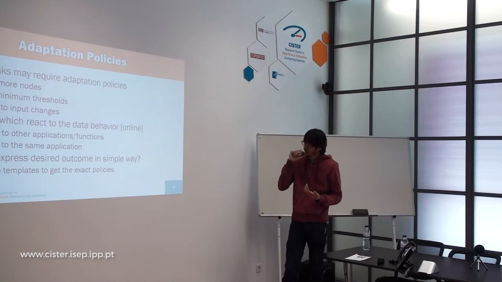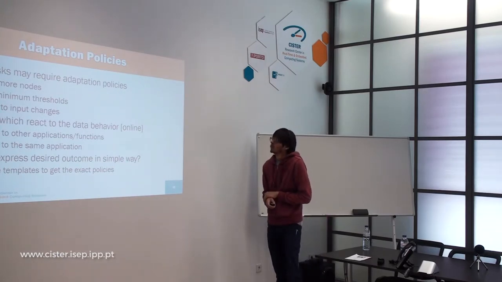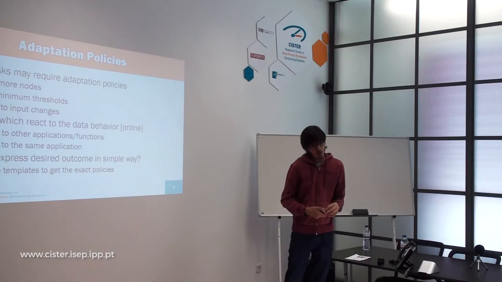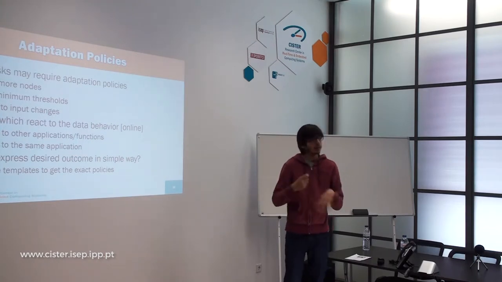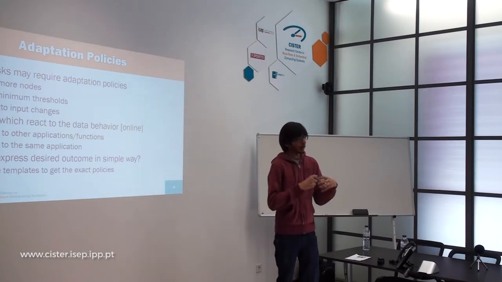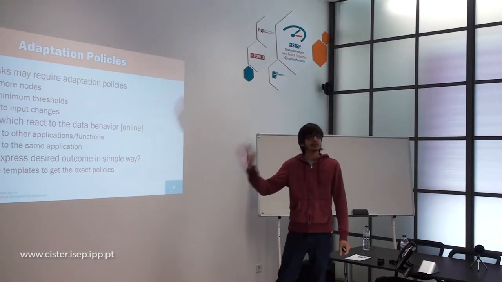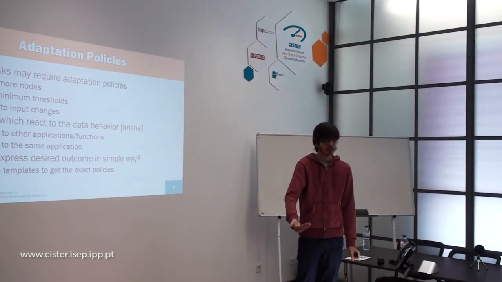So what was the other one? Why is expressing the desired outcome a simple way in adaptation? That's a question. I should say programmer here, first of all, not user. Can the programmer express that, get me the latest data, instead of how do you express your adaptation policy?